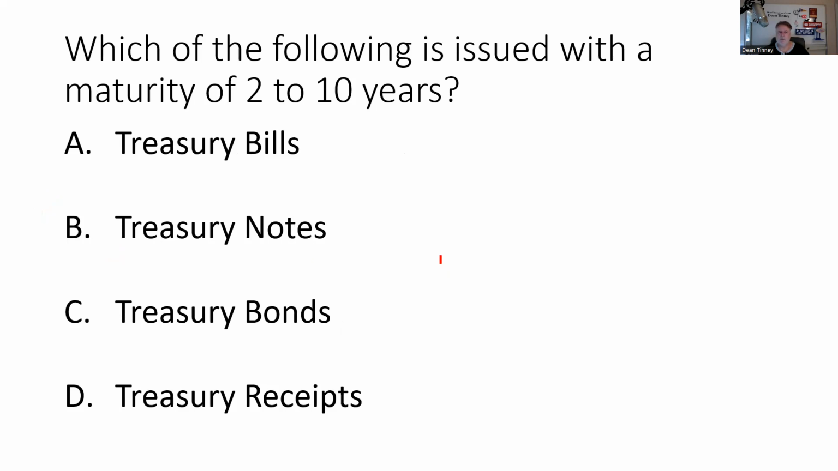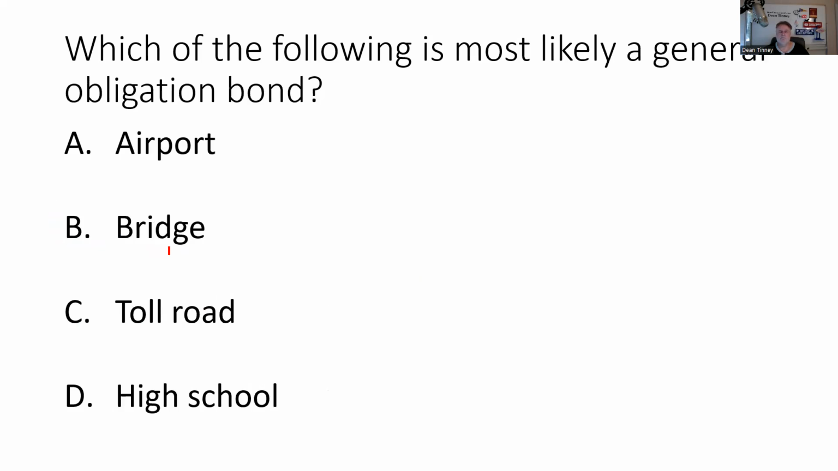Which of the following is issued with a maturity of 2 to 10 years? So you have Treasury bills, which are less than a year, Treasury notes, which are 2 to 10, Treasury bonds, which are greater than 10, and Treasury receipts or strips. Treasury receipts are zero coupon bonds created by a broker dealer by stripping a Treasury bond of its income streams, its coupon payments. And then Treasury strips, the separate trading of registered interest and principal, come directly from the US Treasury. But here, 2 to 10 years is going to be Treasury notes.